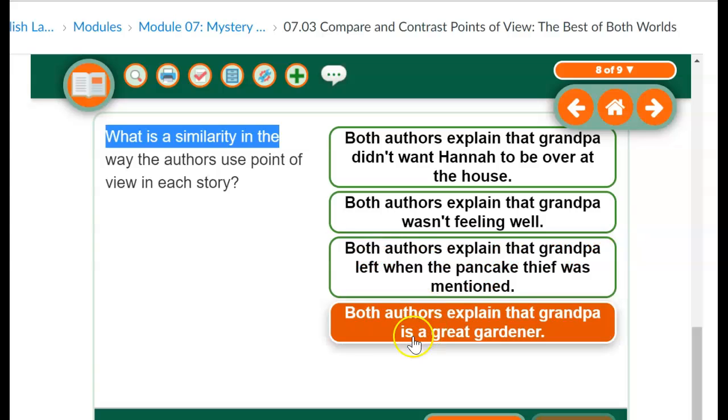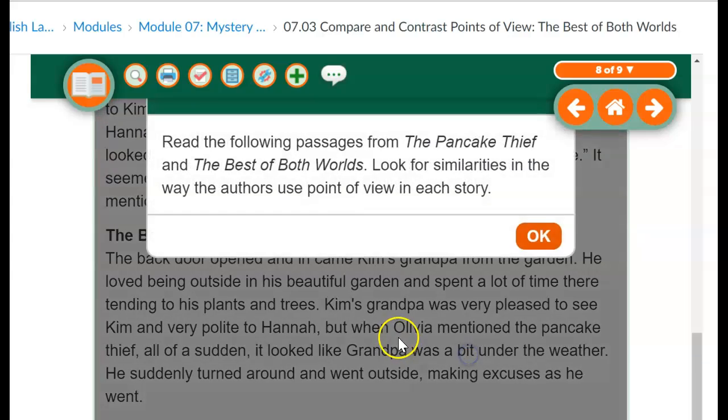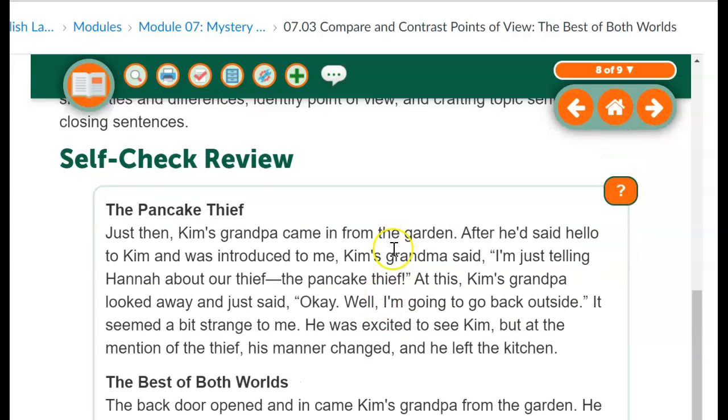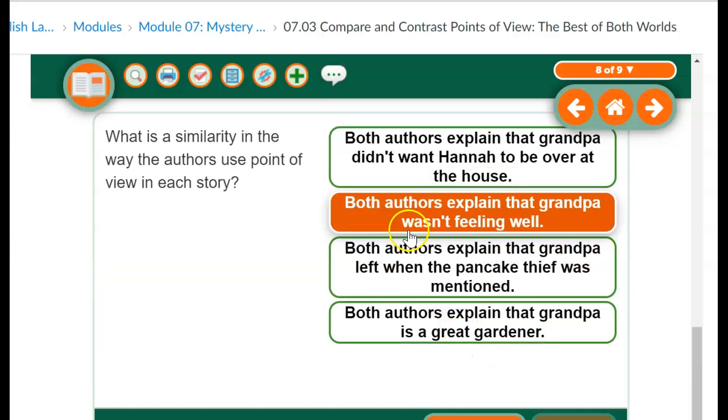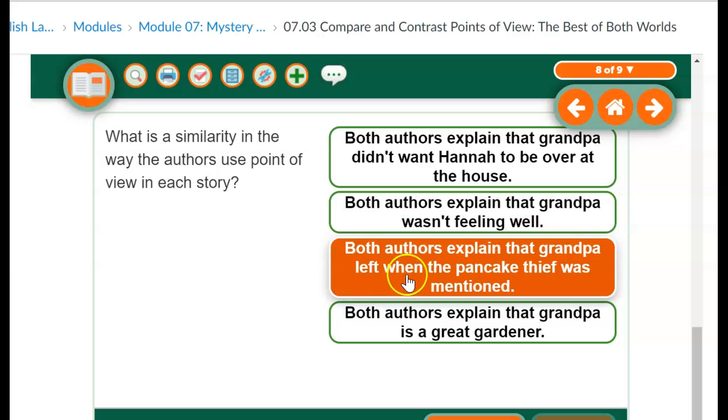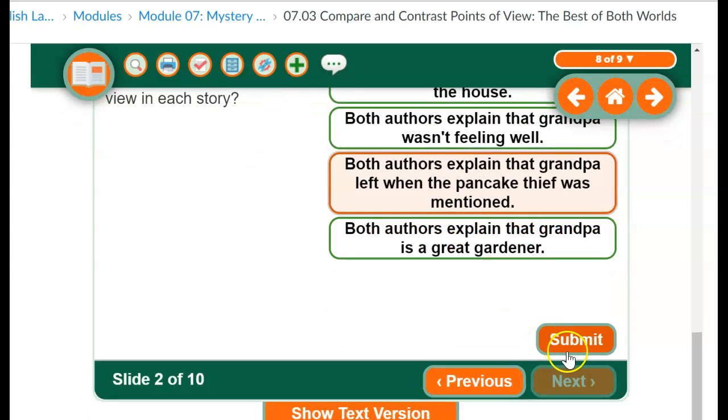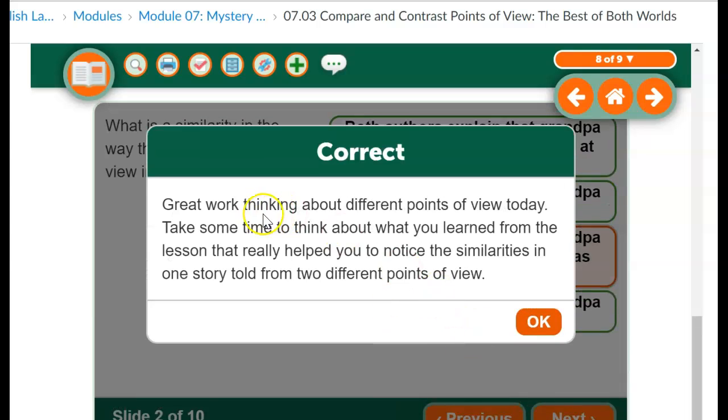1, 2, 3, or 4? Well, they talked about gardening, but it wasn't in both of them. If we take a look, this first one doesn't talk about Grandpa gardening. It says he's in his garden. Both authors explain that Grandpa wasn't feeling well. They talked about how he left right as soon as the pancake thief was mentioned. So, thinking about different points of view today.